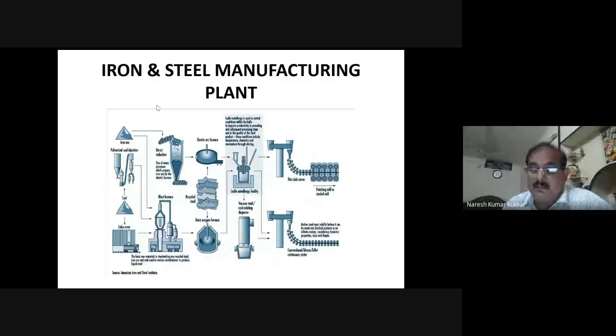In the previous one, since time is over, I will explain later. This is an iron and steel manufacturing plant. Iron ore is the basic thing, and then dolomite is added to the iron to create good quality iron, which can be used for different types of metal. I will not explain more because time is short.